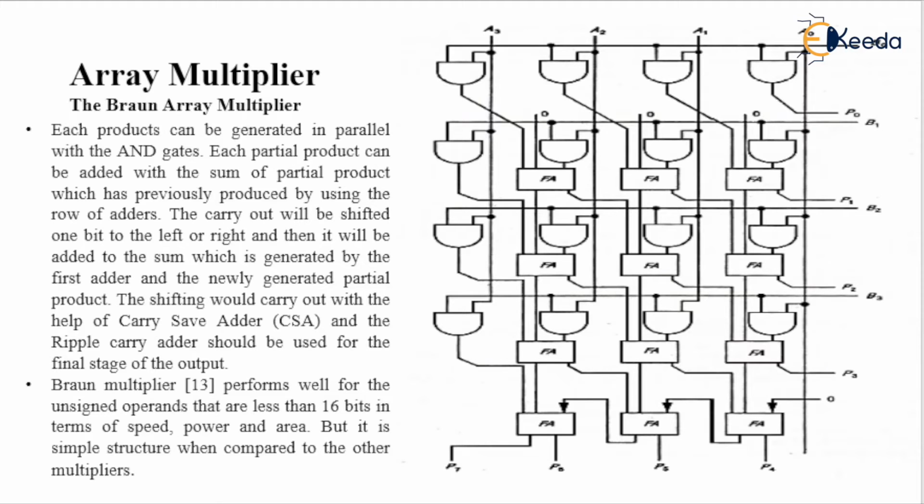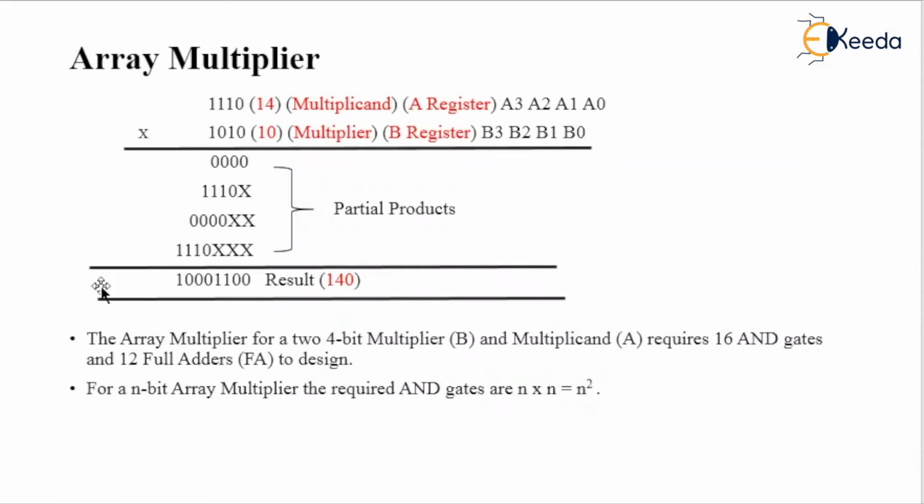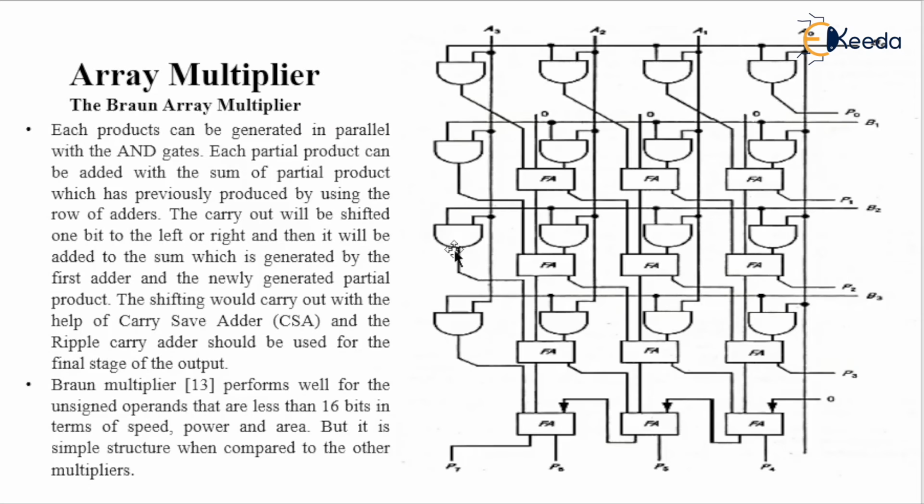The same theory is going to happen here. Here also I am going to multiply 14 into 10, where 14 implies the multiplicand and 10 implies the multiplier. So the value of 14 should be added 10 times. When 14 is added 10 times, I will get the result 140. This is the theory behind this Braun array multiplier circuit.